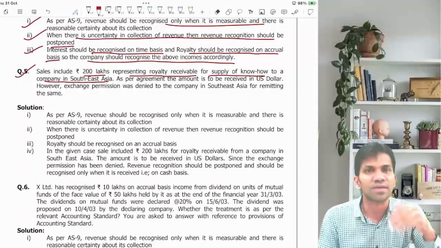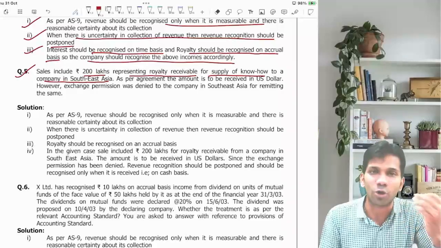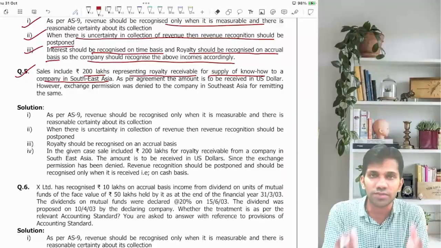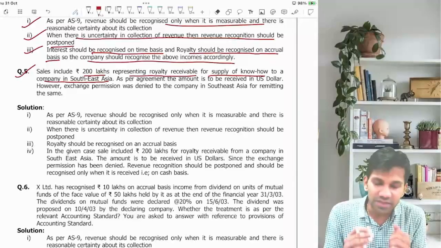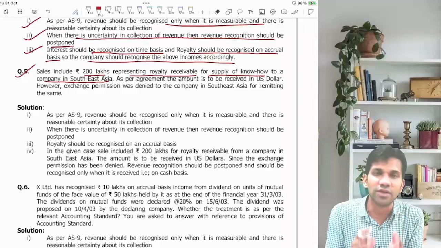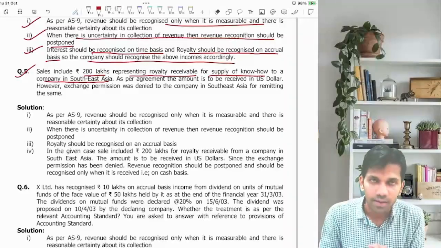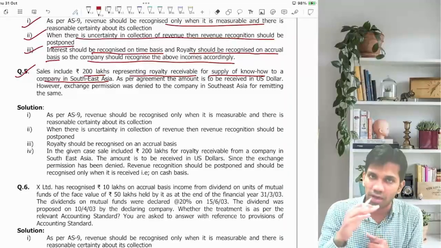Why? Because we have supplied some know-how. Know-how means हमने कुछ technology supply किया. तो in the name of technology we are collecting royalty. Now Southeast Asia, by reading this sentence, we should come to know that this is revenue receivable from outside India, or from other countries, other than India.